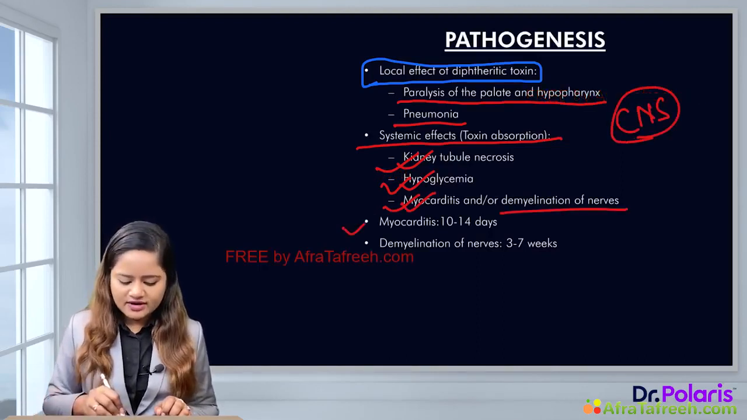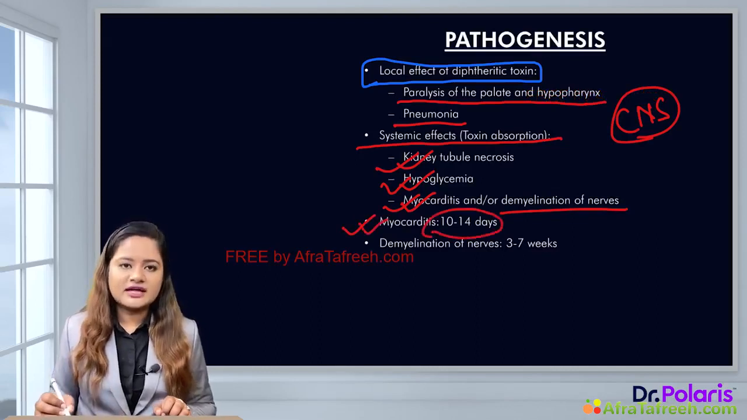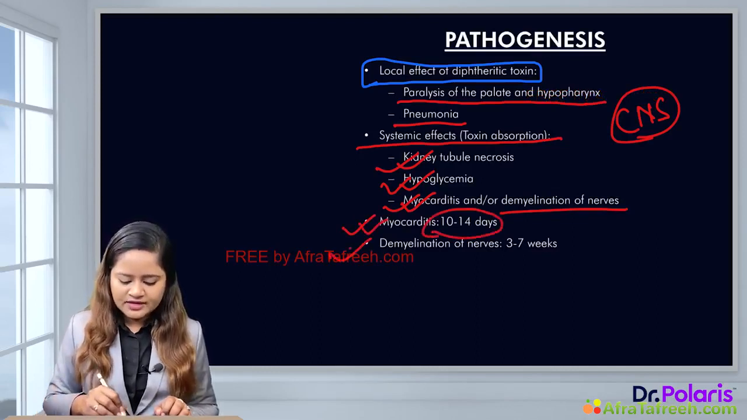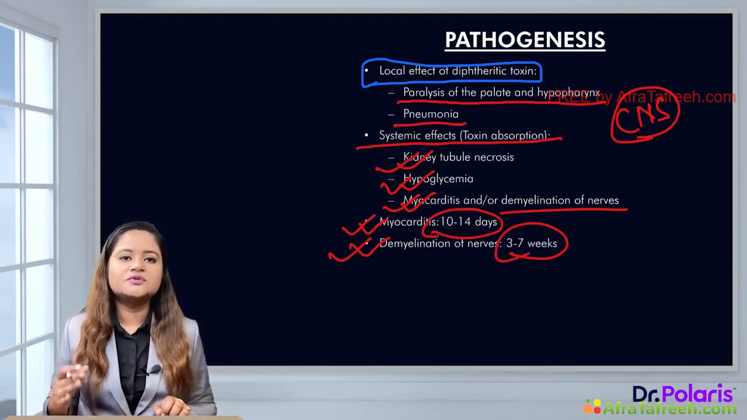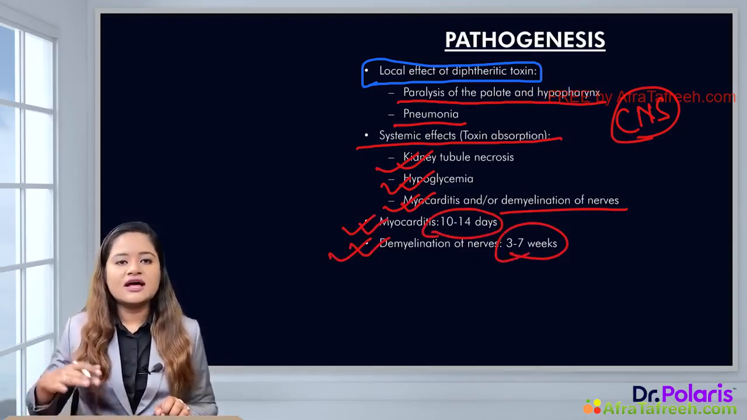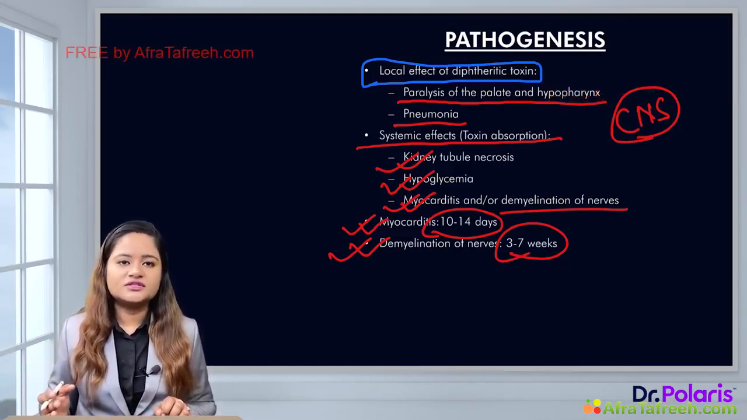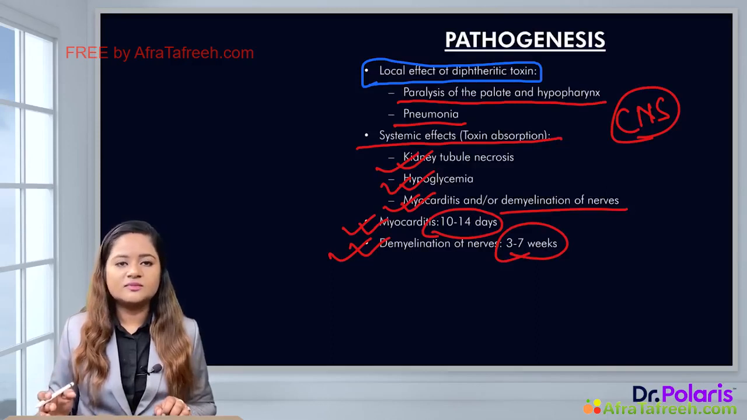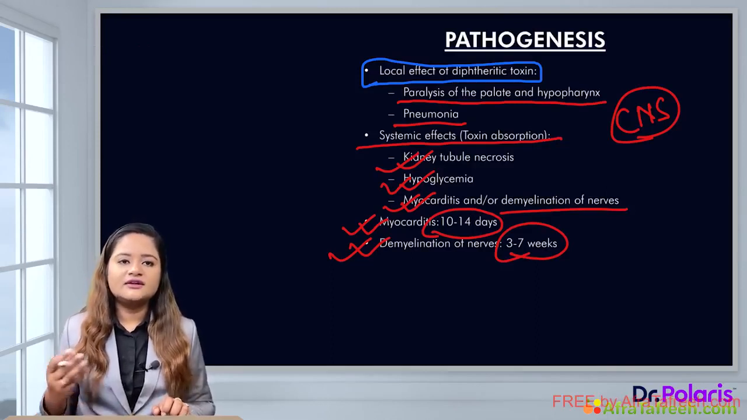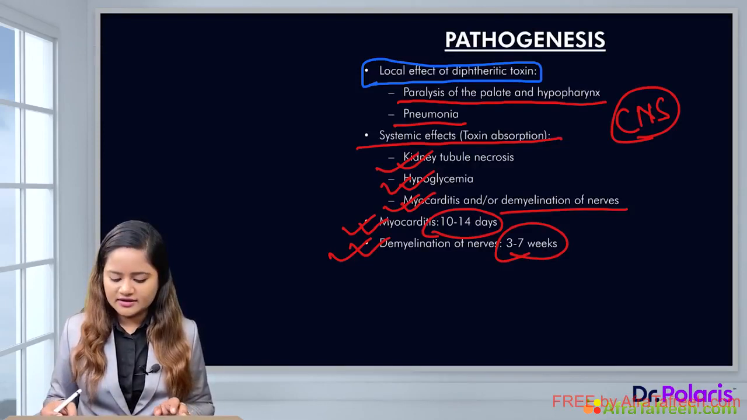paralysis. Myocarditis can happen 10 to 14 days after the onset of this infection. And demyelination of nerves can happen even beyond 1 month, that is around 3 to 7 weeks of the disease. So the last complication to occur is the central nervous system complication. It can also cause a clear-cut cardiac involvement in terms of myocarditis, and definitely the local tissue damage and the paralysis of the palate and hypopharynx can occur.